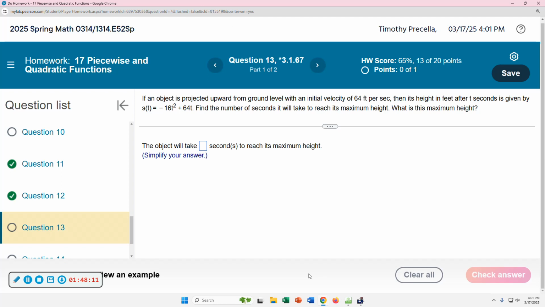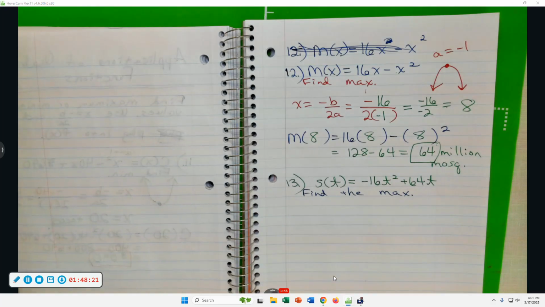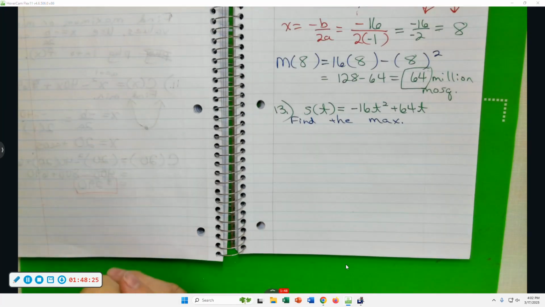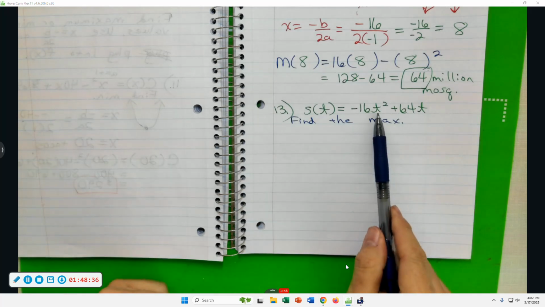So we're looking for a max. I'm just making a note. We're looking for a maximum. Let's see. What letter is taking the place of x? I don't even see an x here. What letter is acting like x? T. Okay, looking in front of t squared.